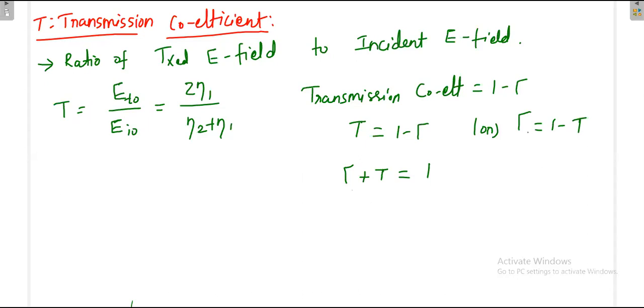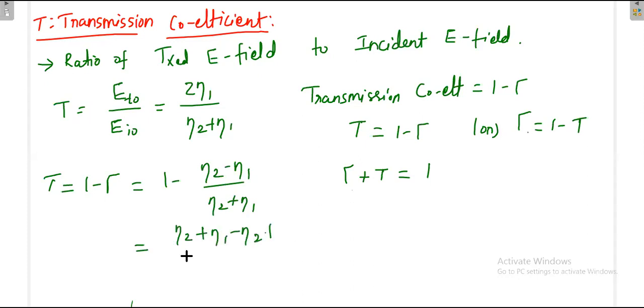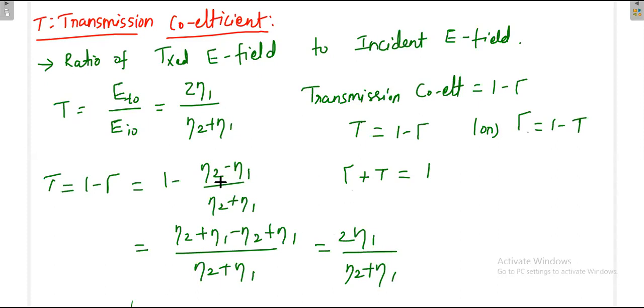So once I know the reflection coefficient, I can calculate T, that is 1 minus eta 2 minus eta 1 divided by eta 2 plus eta 1. So eta 2 plus eta 1 minus eta 2 plus eta 1, divided by eta 2 plus eta 1. Finally that is equal to 2 eta 1 divided by eta 2 plus eta 1. So once we know the reflection coefficient formula, you can derive the transmission coefficient formula without remembering it.